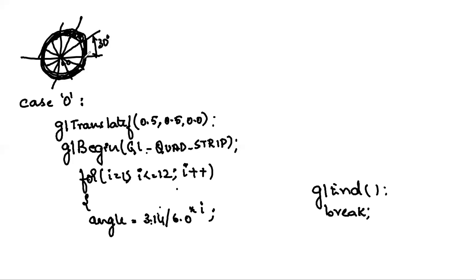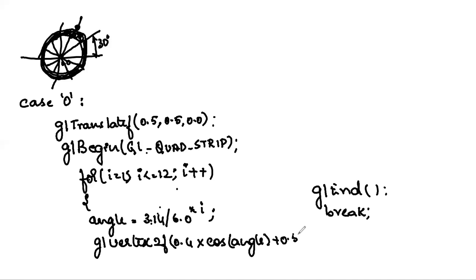Next, we need to plot these points here. That is 2 points. That is 1 point here and 1 point here. That is the outer circle and inner circle. So for that, let us write it as glVertex2f. And these are two concentric circles. Let us take the difference as 0.1. So let me take it as 0.4 into cos of angle, which we have already computed, plus 0.5. We are moving by 0.5. So I'll write it as 0.5 here.